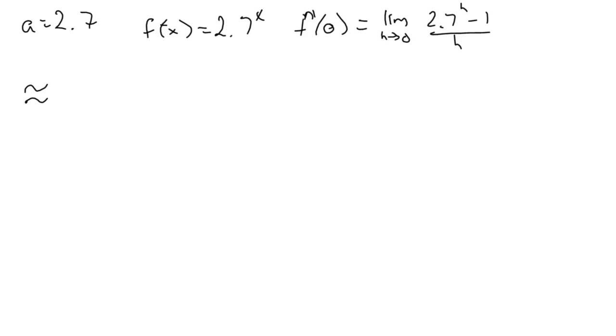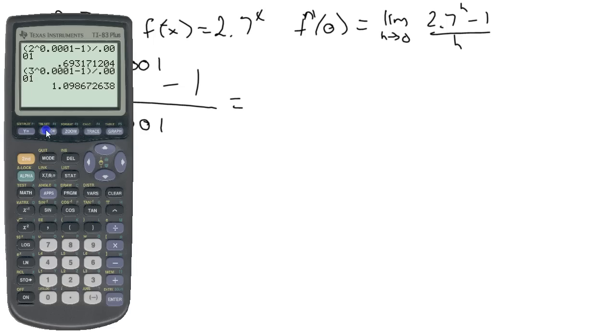So this is approximately (2.7 to the 0.001 minus 1) over 0.001. And again, we can just ask the calculator, do we think it's going to be 1? Why would I pick 2.7 if it wasn't going to work? Well, let's see.